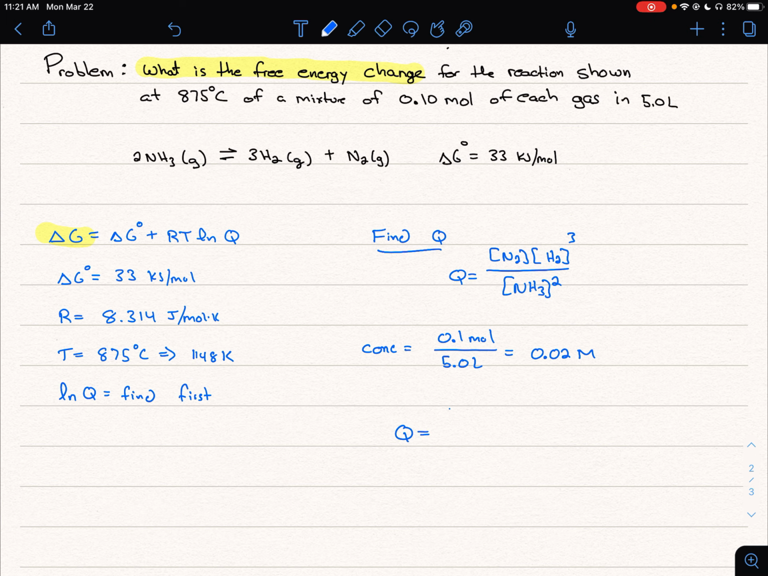And so Q is going to be for nitrogen 0.02 times hydrogen 0.02 cubed divided by ammonia 0.02 squared. So you can simplify this expression. You have 0.02 to the fourth on the top and 0.02 squared on the bottom. And it simplifies to 0.02 squared. Put it in your calculator and say 0.0004 is Q.